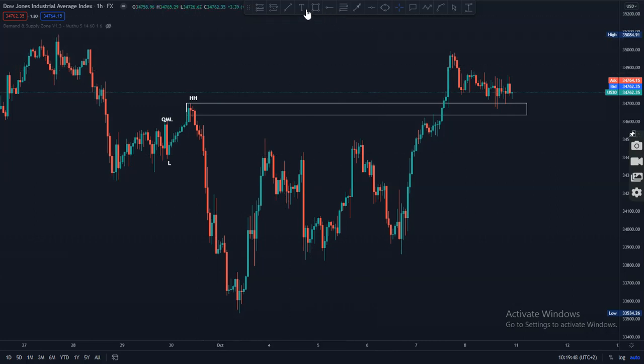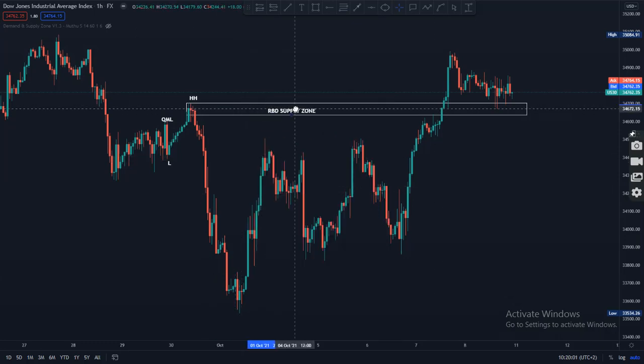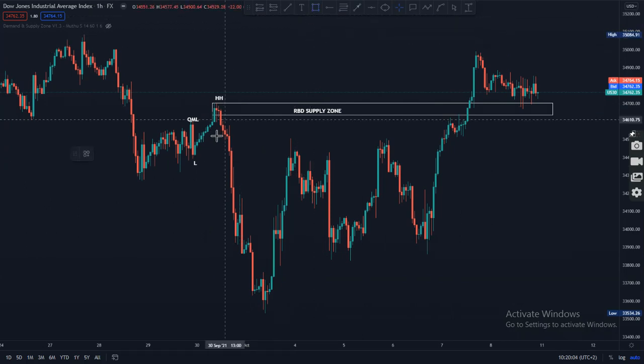Yeah. So if you go to the lower time frame, you're actually going to find that this is my rally base drop supply zone. Okay, so it's like this. Looks very good. And what other structure did we have? We had the break of structure here. We had a break of structure right here.